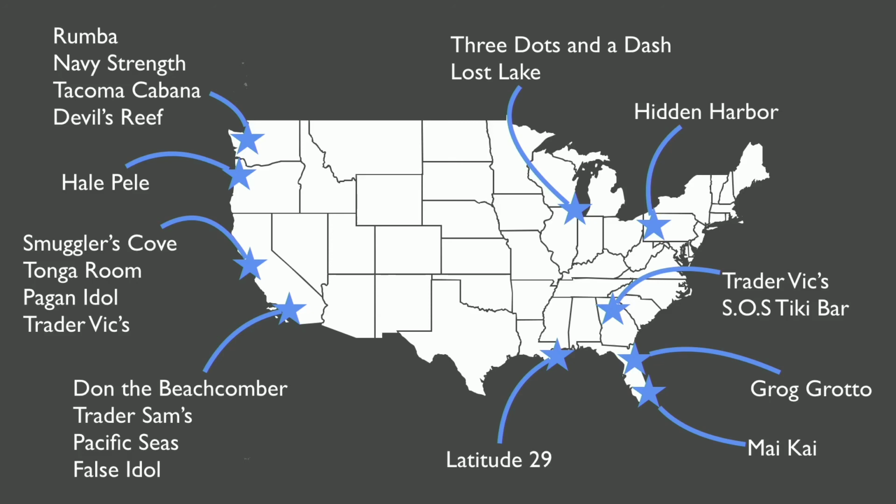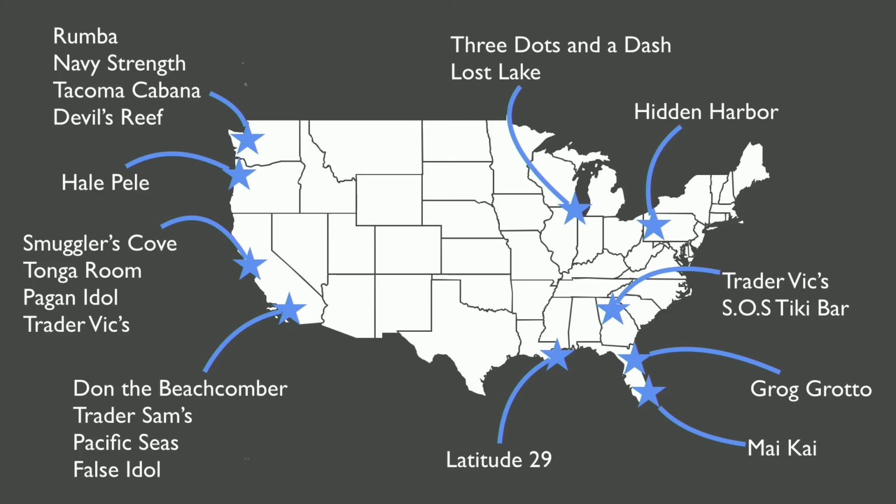Continuing around the Gulf in New Orleans, there's Jeff Beachbum Berry's Latitude 29. Definitely recommend that one. Let's see, staying on the East Coast, in Pittsburgh, Hidden Harbor, that's a fun place. For the Chicago folks in the house, you have Three Dots and a Dash and Lost Lake. Super great, especially when it's cold and snowy outside. You can kind of get your tropical escape.